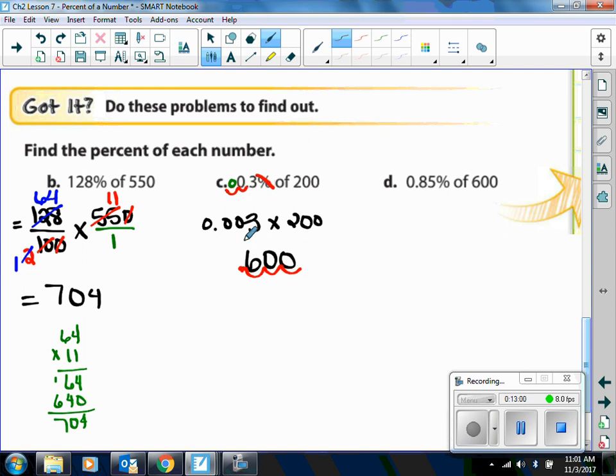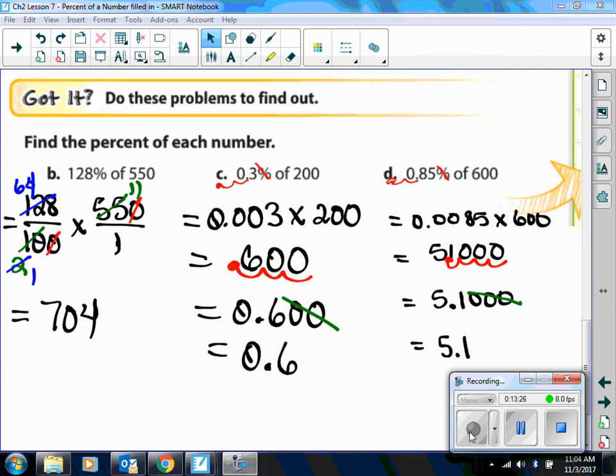So I need to have 3 numbers behind the decimal in the answer. So this is going to be equal to 0.600. But do I need those trailing zeros? Nope. So we're going to cross those out. So your final answer then will be 0.6. So 6/10 is your final answer. So here, 5.1 is your final answer.